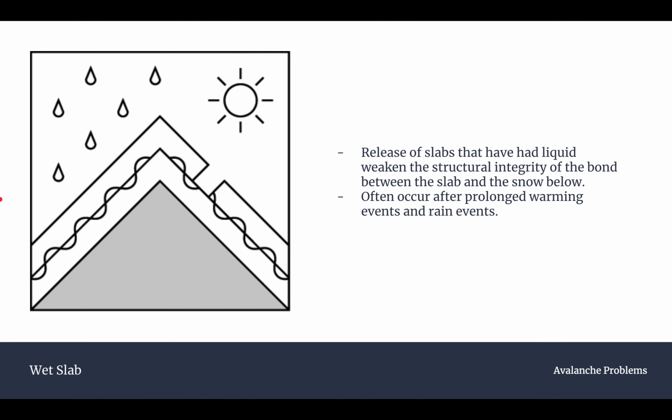So some ways that moisture can permeate down into the snowpack and reach that weak layer are, like I kind of said with the wet loose, you can have extended periods of warming events and sun, and you can also have rain events. Those are the primary two that allow moisture to permeate that low into the snowpack.